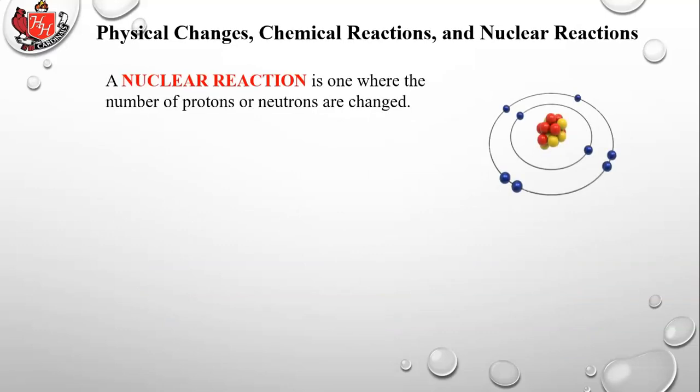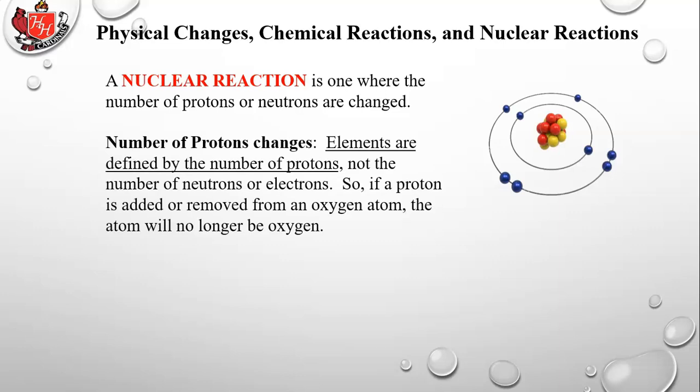A nuclear reaction is one where the number of protons or neutrons is changed. Number of protons changes. Elements are defined by the number of protons, and that's a key point that you need to memorize. That's what defines an element. So carbon must have 6 protons. Hydrogen must have 1 proton.